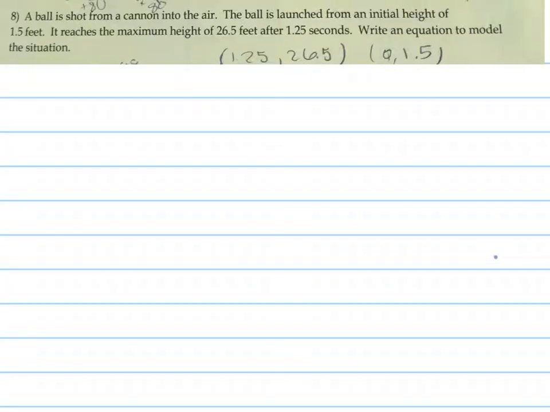So this is a quadratic word problem, and you'll notice right away that it talks about a ball launched from an initial height of 1.5 feet. So that's one of our points: (0, 1.5). When the time is 0, the height is 1.5. And then it says it reaches a maximum height. That means it's a vertex.